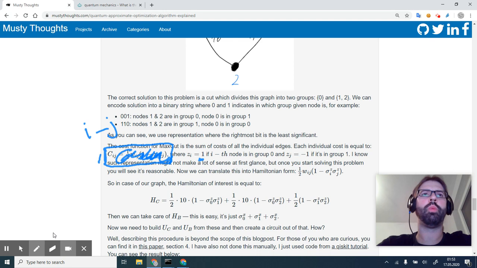Why is it a half of W? It's the half of it probably because cost ij is the same as cost ji in this case. So you're going to count it twice, so that's why you make it the half.